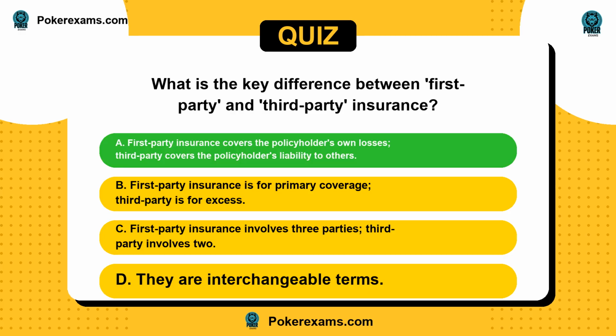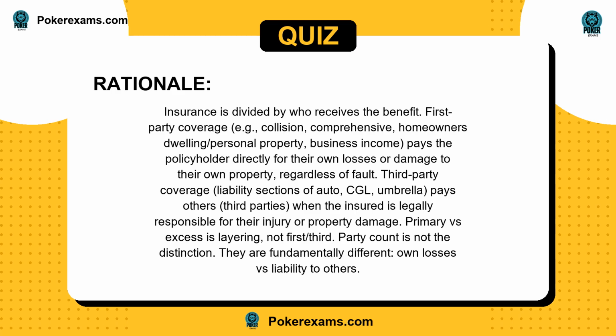The answer is A. Insurance is divided by who receives the benefit. First-party coverage, e.g., collision, comprehensive, homeowner's dwelling/personal property, business income, pays the policyholder directly for their own losses or damage to their own property, regardless of fault. Third-party coverage, liability sections of auto, CGL, umbrella, pays others, third parties, when the insured is legally responsible for their injury or property damage. Primary versus excess is layering, not first/third. Party count is not the distinction. They are fundamentally different, own losses versus liability to others.